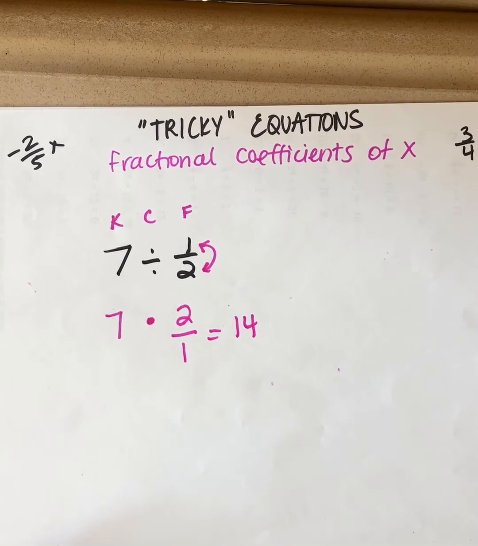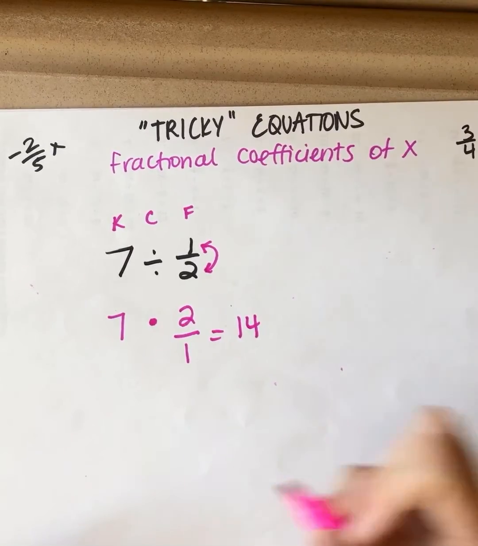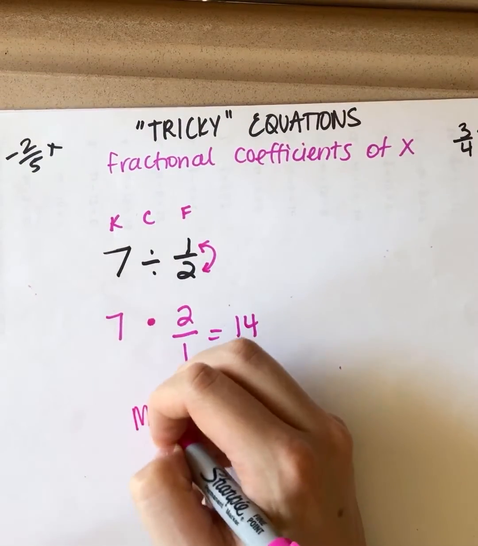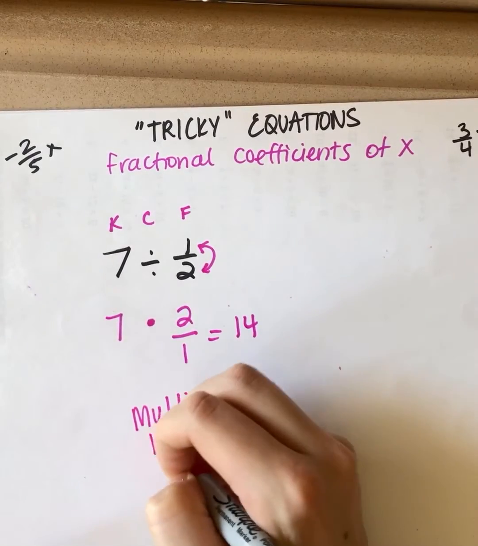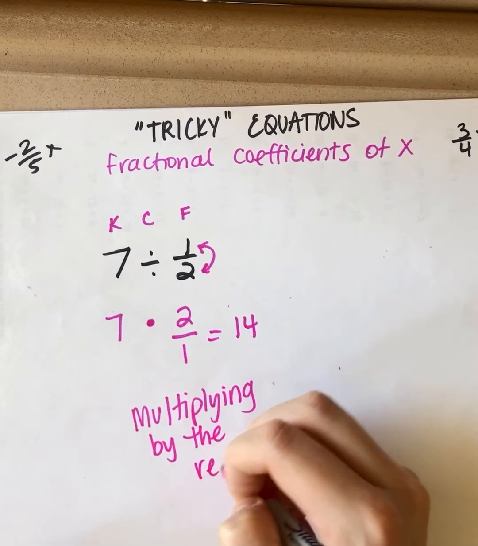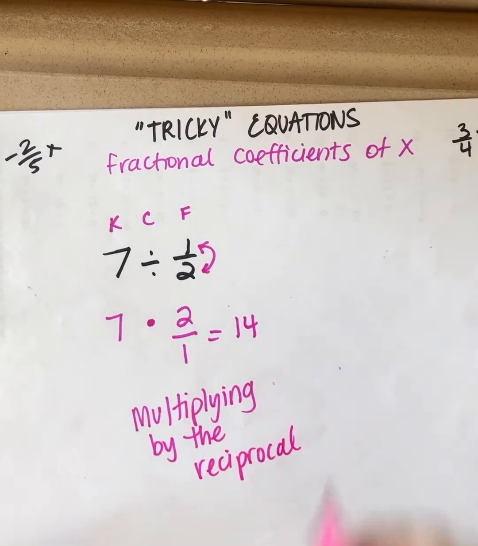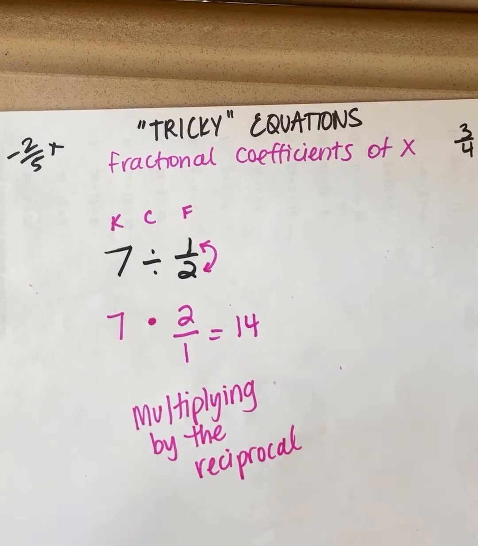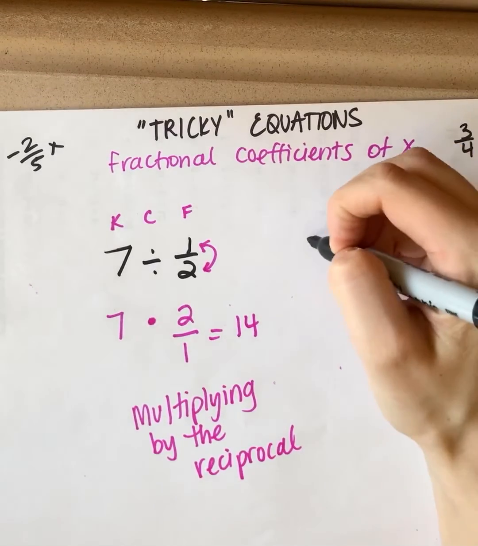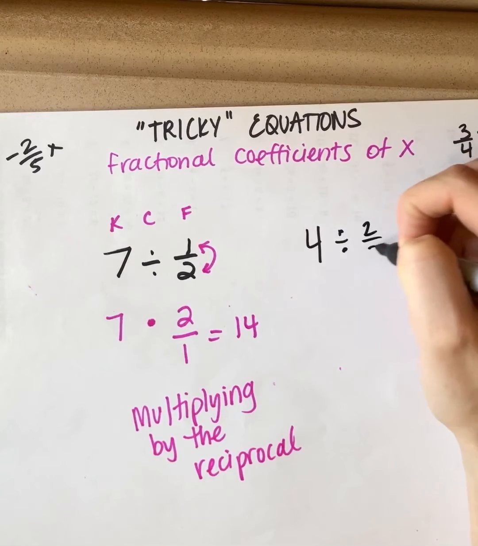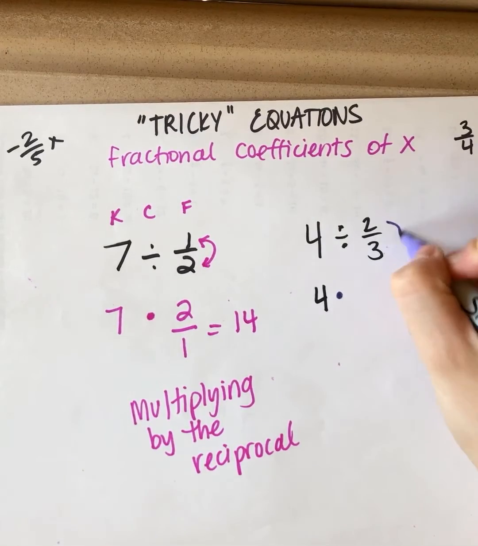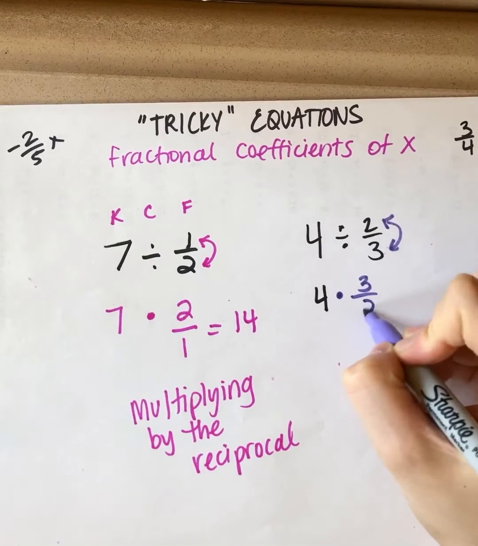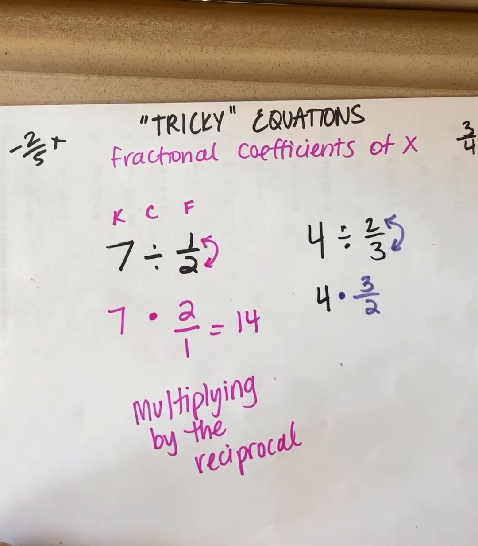We called this method keep, change, flip for a while, but then I started talking about it as multiplying by the reciprocal. So if I had a problem like 4 divided by 2/3, we would say, okay, we're going to keep the 4, but we're going to multiply by the reciprocal, 3/2. And that's how we'd simplify this expression.